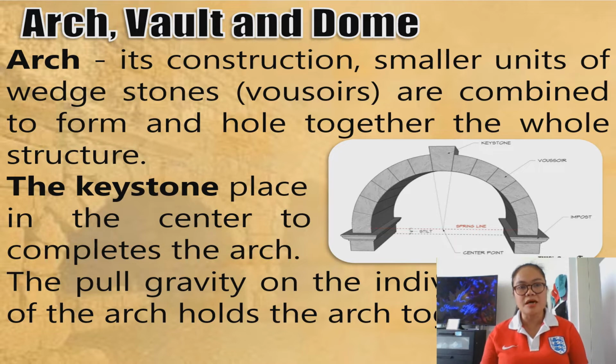Number one is the arch. In its construction, smaller units of wedge-shaped stones, or voussoirs, are combined to form the whole structure. They have the keystone placed in the center to complete the arch. The pull of gravity on the individual parts of each arch holds the arch together.